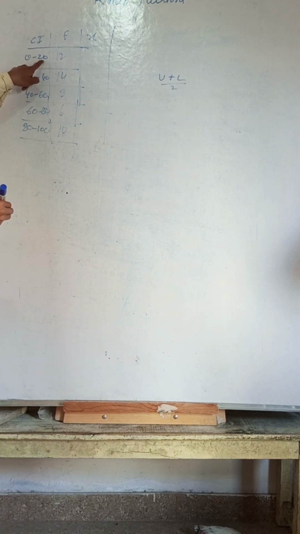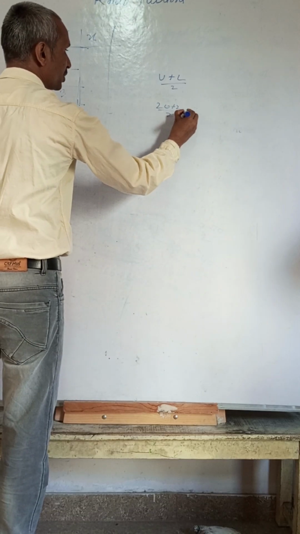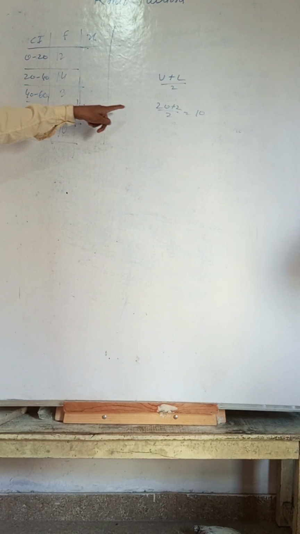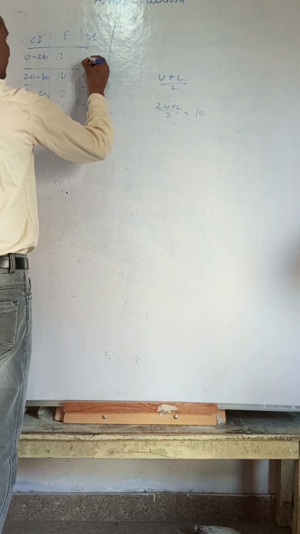So what is the upper limit in that? 20 plus 0 by 2 is equal to what? 10. See, 20 plus 0 by 2 is equal to 10. Like that, 40 plus 20 by 2 is equal to what? Next numbers. So here 10.